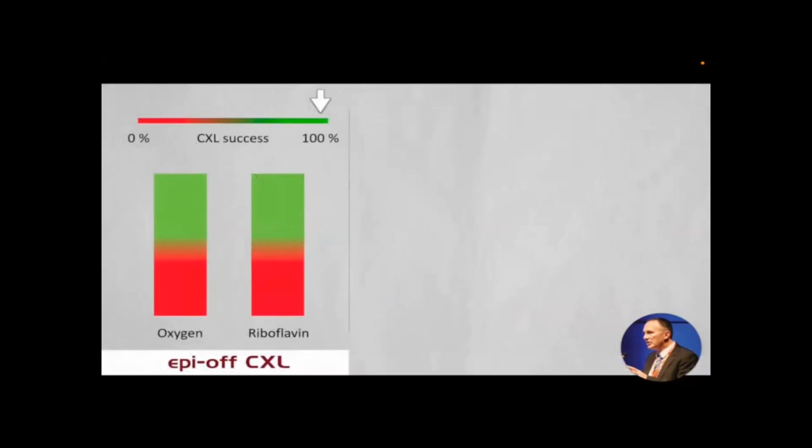So this is the slide I was talking about. What do you see? First of all, you see a bar with oxygen, and green would mean enough oxygen for good cross-linking, red would be bad. Same thing here, enough riboflavin for good saturation, and red would be not enough riboflavin. This here may happen in epi-on, but usually in epi-off cross-linking we always have enough riboflavin. It is rather a problem of the oxygen. And what you see up here is a simple bar saying this is a very good success for cross-linking and this is no success at all, biomechanics.